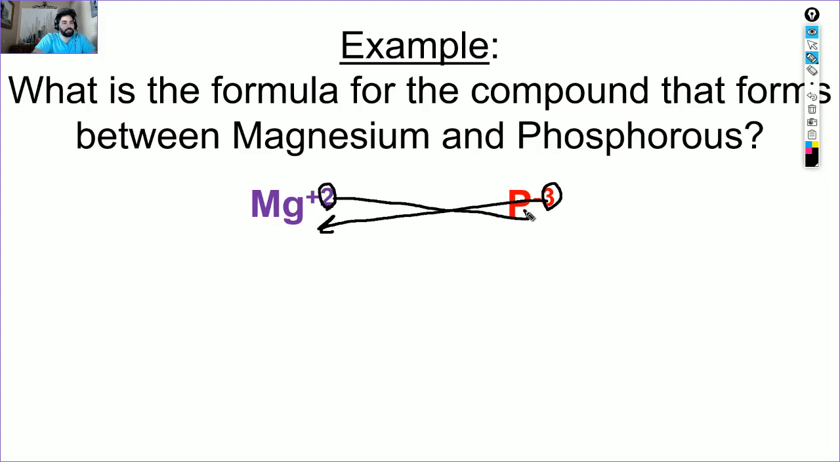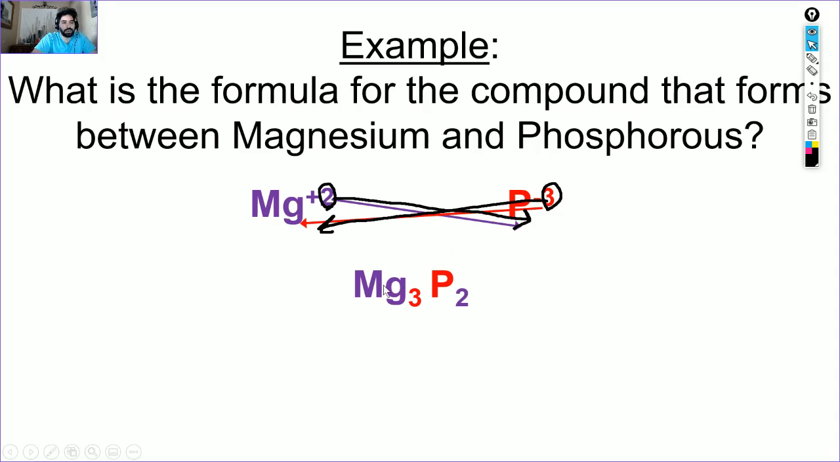And this is why it's called the crisscross method, because the arrows are crossing over each other, right? The 3 from phosphorus is going over to magnesium, and the 2 from magnesium is going over to phosphorus. And the answer is going to look like this, Mg3P2.